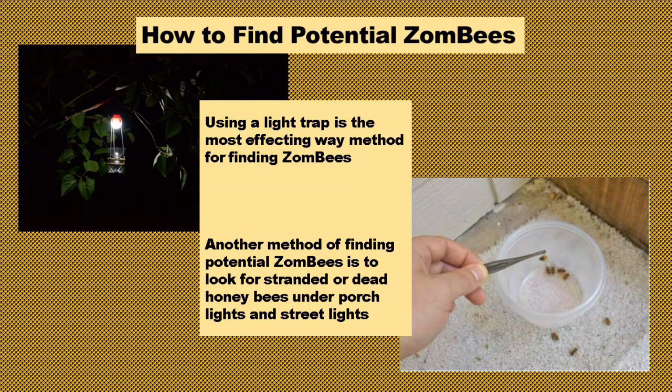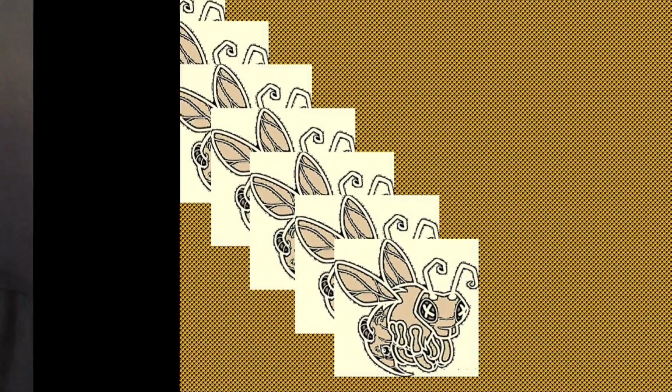Bees use the sun to navigate, so they fly during the day and stay in their hives at night. So if you see honeybees at night, or better yet, honeybees circling a light source, then it's a good indication that you've found zombie bees. After you've hung your light trap, be sure to check it often to see if you've captured any potential zombie bees.